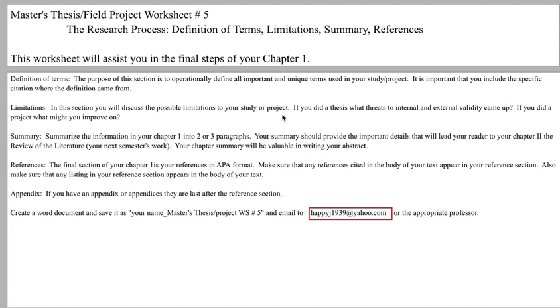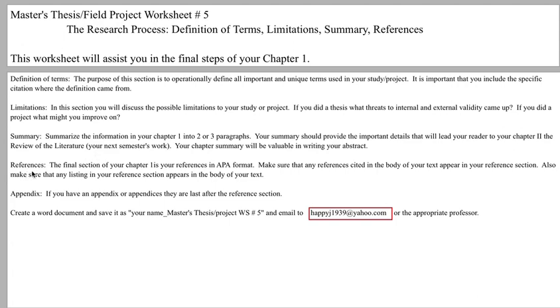Then another section will be the summary. You will summarize the information in your chapter 1 into 2 or 3 paragraphs. Your summary should provide the important details that will lead your reader on to your next chapter, chapter 2, which would be your review of the literature, which would be the next semester's course, or maybe not the next semester, but the next course that you take. And your chapter summary will be sort of valuable in writing your abstract at the beginning. Usually the abstract is written once the whole project is done. So that would be helpful for you.